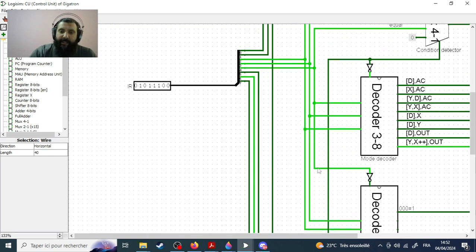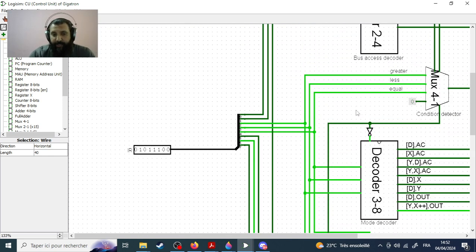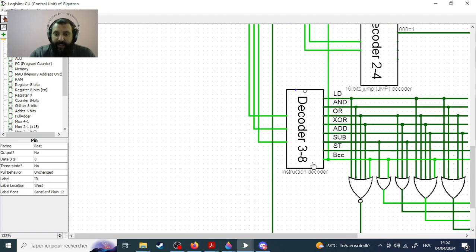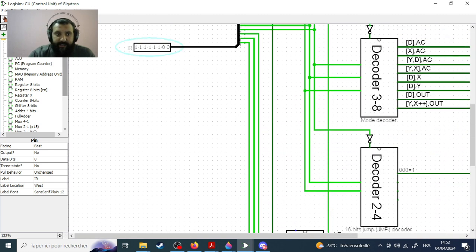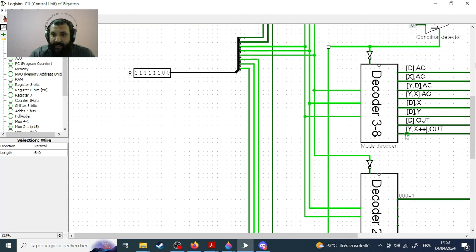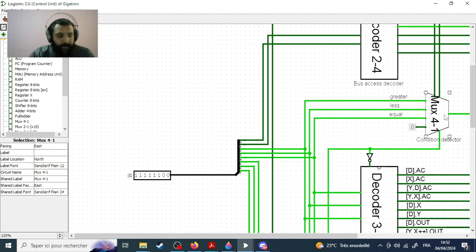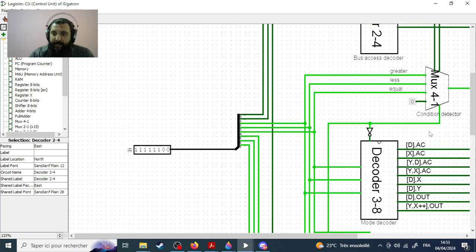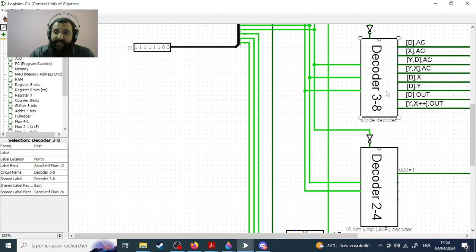Okay, we will now try to study the conditions. To study the condition, we need to use the BCC. This is the only instruction that uses the condition. The code of the BCC is 111. I put 111 on the instruction. I get the line of the BCC activated, and this signal will activate those two components, those two circuits, and deactivate this one.